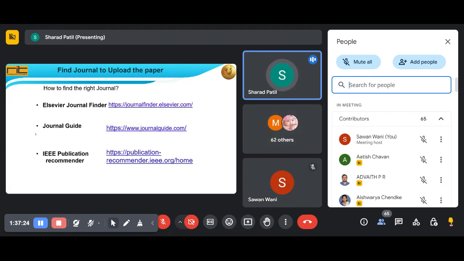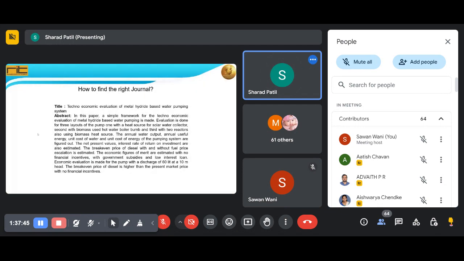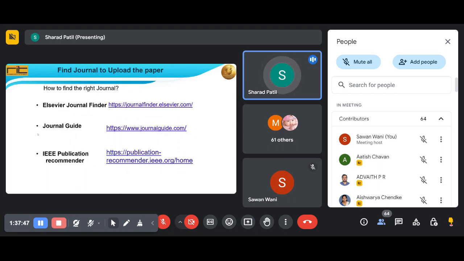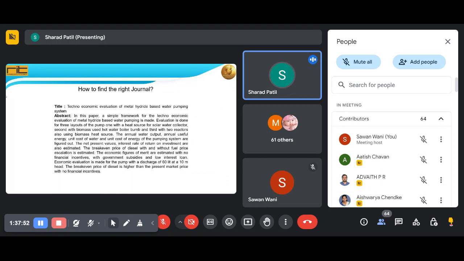I hope that most of you might know this. Then Journal Guide is also there, at journalguide.com. Then you can use the IEEE Publication Recommender, at publication-recommender.ieee.org. If you click on the site, you are required to give some input data. What data is required? You have to give the title and abstract. This is a sample I have just shown: this is the title, and this is the abstract of my work.